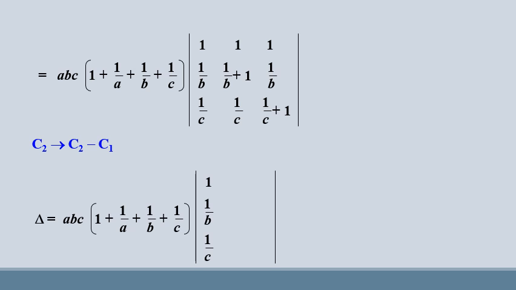We get, so first element of C2 minus first element of C1, we get 0. Next 1 by b plus 1 minus 1 by b, it will be 1, and 1 by c minus 1 by c will be equal to 0. Similarly, apply the property on C3. C3 implies C3 minus C1. We get 1 minus 1 is 0, 1 by b minus 1 by b is 0, and 1 by c plus 1 minus 1 by c is equal to 1.